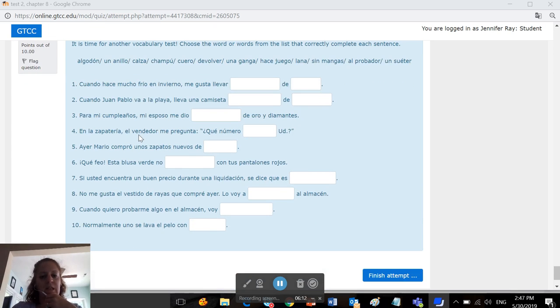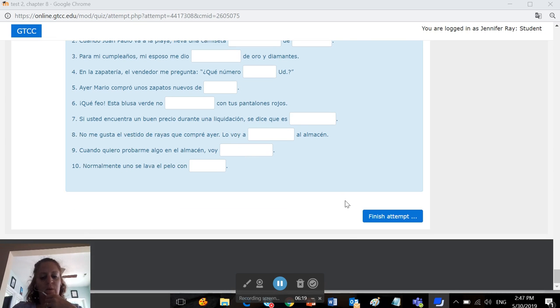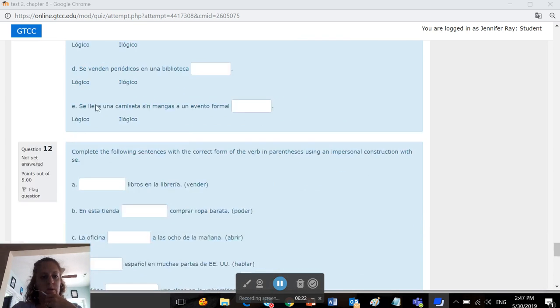Choose the word or words from the list that correctly complete each sentence. So pick a word from here and write it into the blanks provided. And that's everything you have to do for test 2.